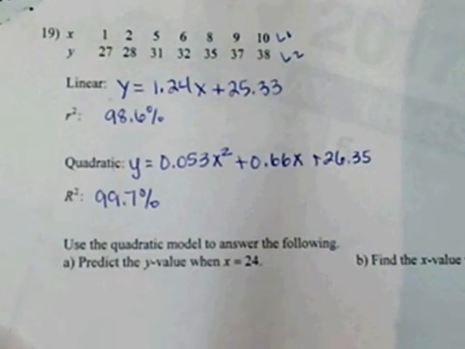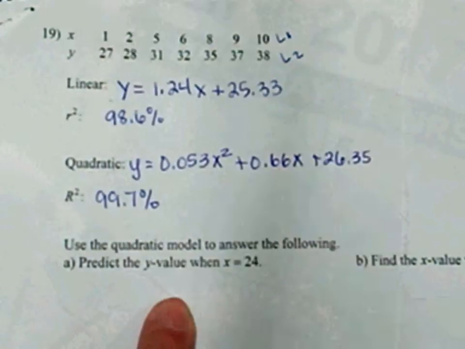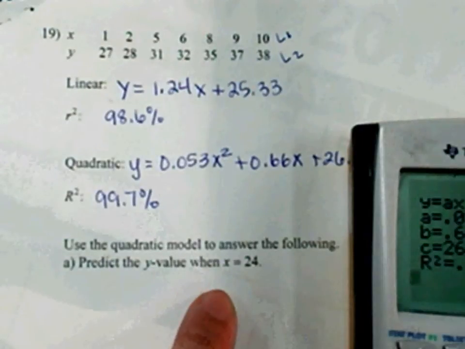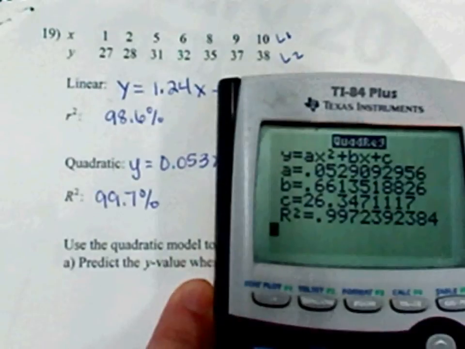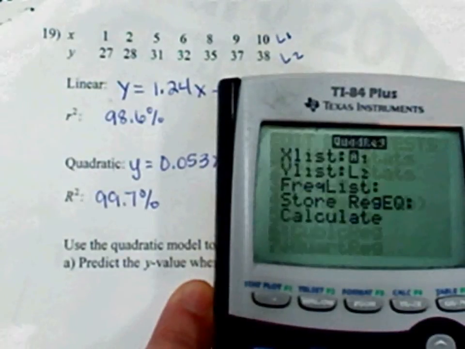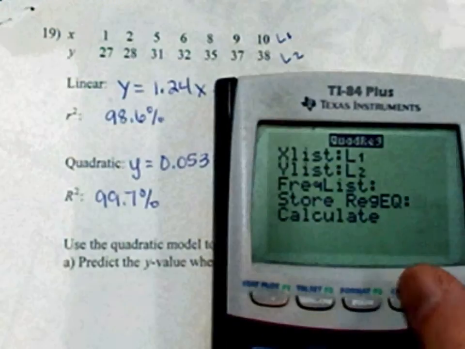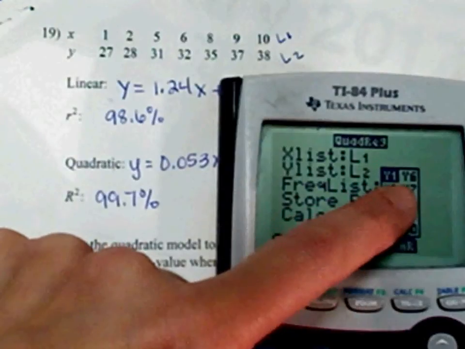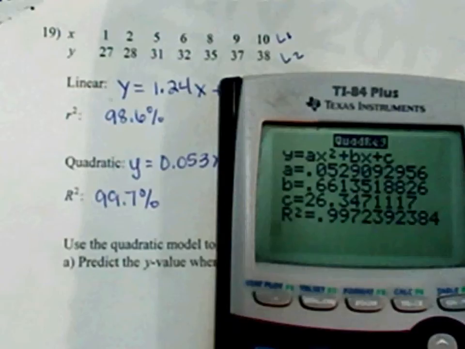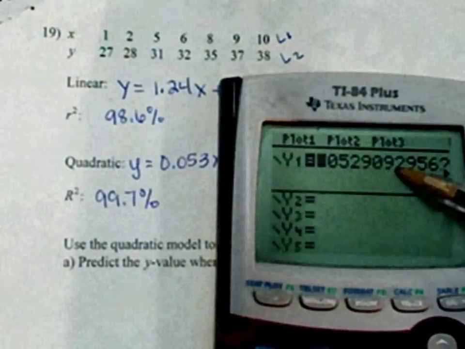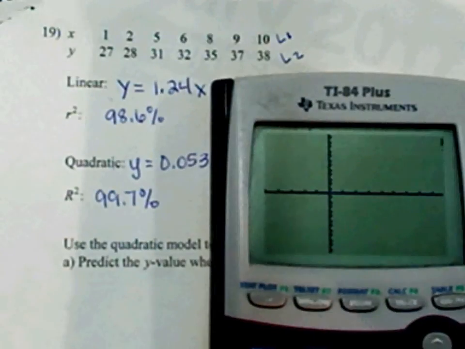All right, the next part says, use the quadratic model to answer the following. Well, notice how we did not graph this. So you have to go back and graph it this time in order for you to find your value. So if you hit Stat, right click, do it all over again, except when you get to right here, hit Alpha Trace. I want to store it in Y1, so hit Enter. All that does is it puts it in this Y1 right here, so you don't have to write all those numbers. And now you can kind of graph and see what the graph looks like.